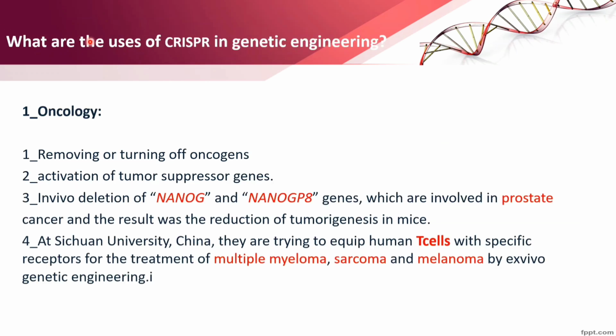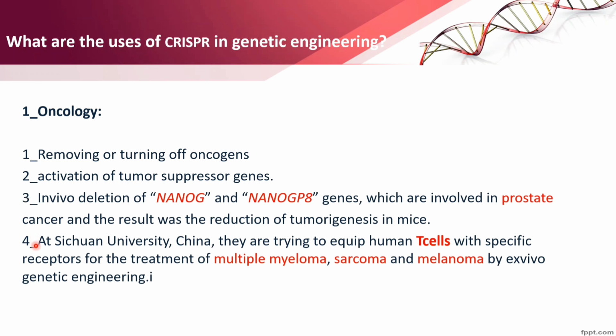What are the uses of CRISPR in genetic engineering? Oncology. 1. Removing or turning off oncogenes. 2. Activation of tumor suppressor genes. 3. In vivo deletion of genes involved in prostate cancer, and the result was a reduction of tumorigenesis in mice.